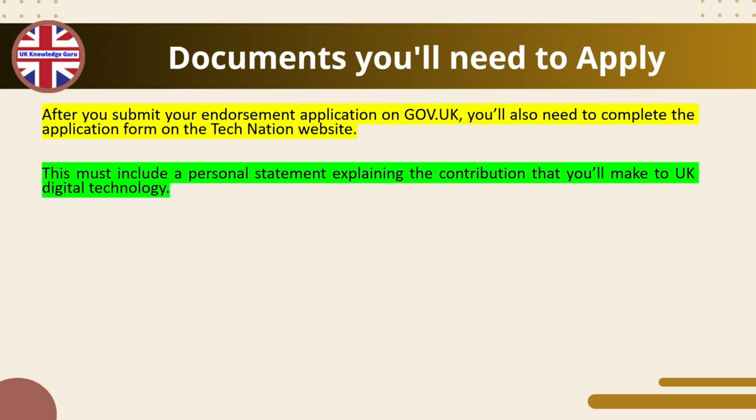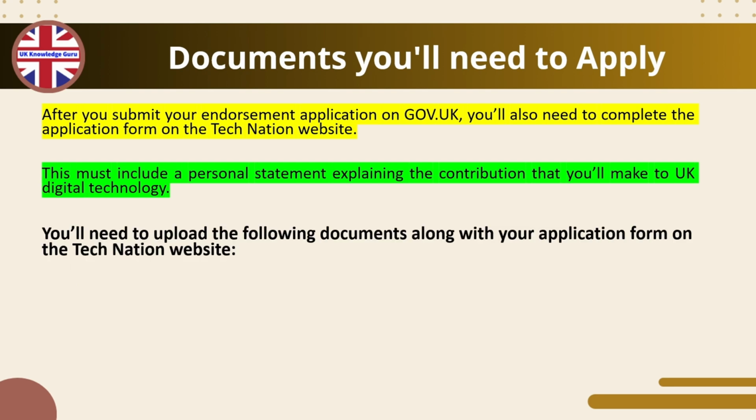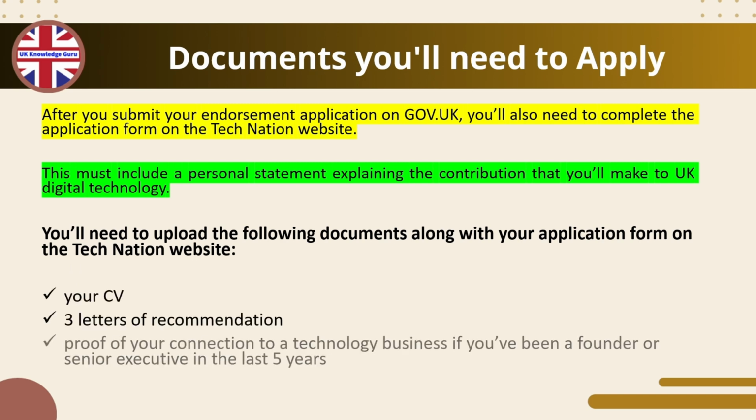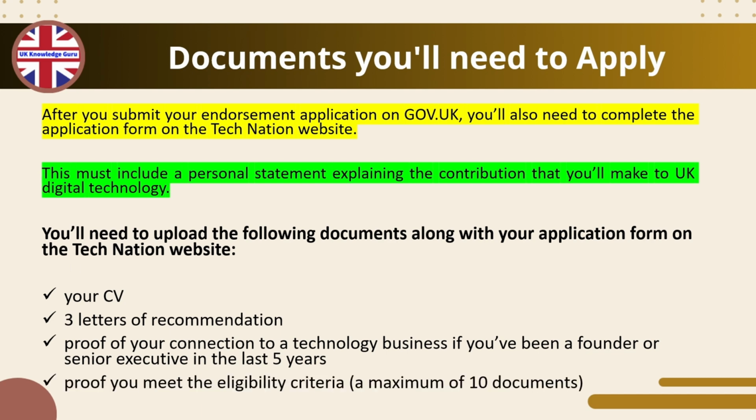This must include a personal statement explaining the contribution that you will make to UK technology. You will need to upload the following documents along with your application form on the Tech Nation website: your CV, 3 letters of recommendation, proof of your connection to the technology business if you have been a founder or senior executive in the last 5 years, and proof you meet the eligibility criteria, a maximum of 10 documents.